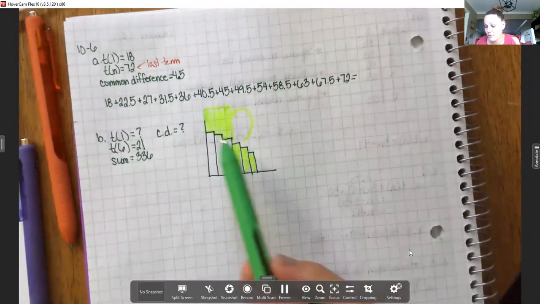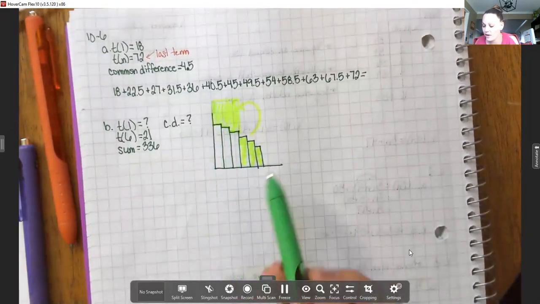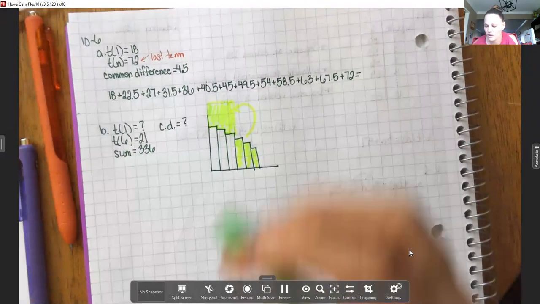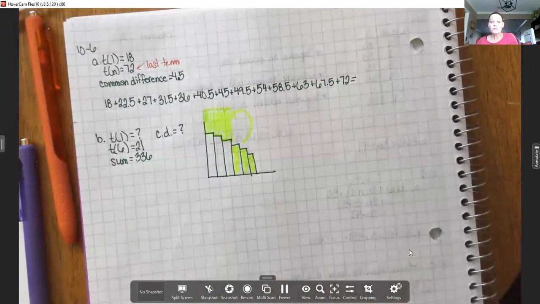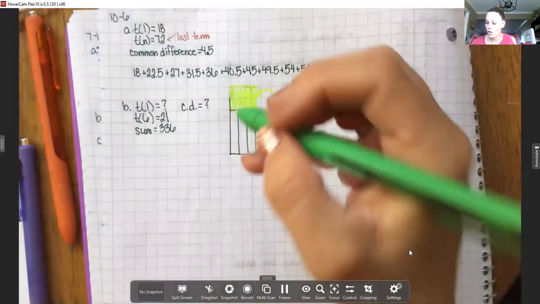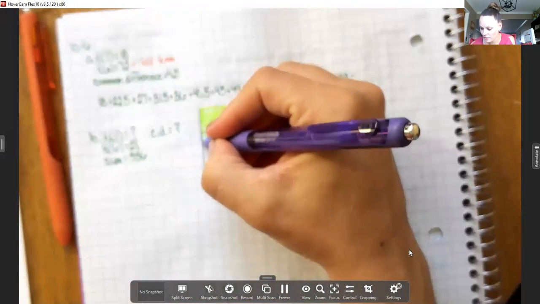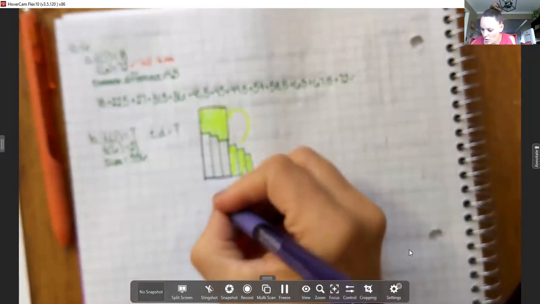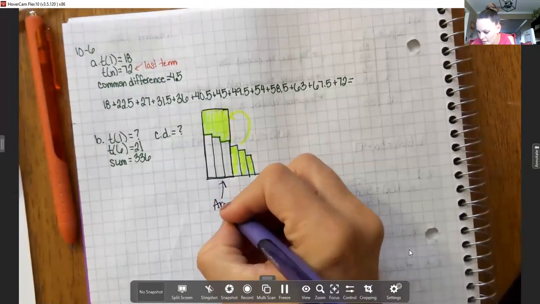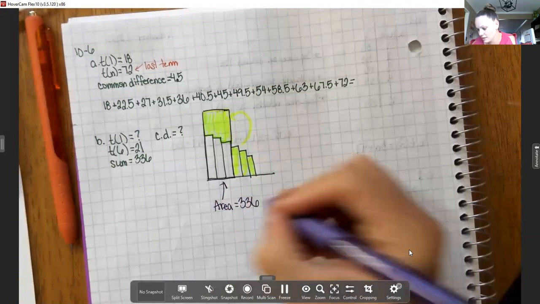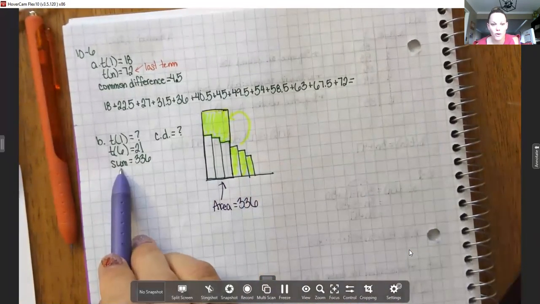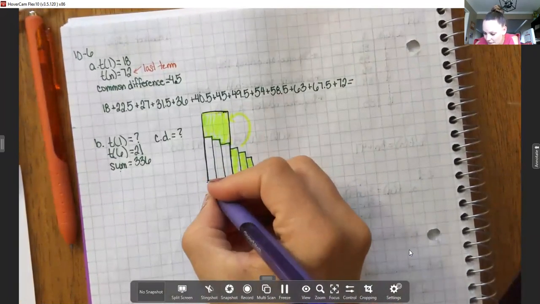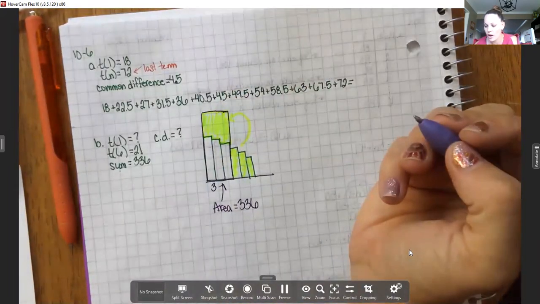Does that make sense how they would fit there? Not the size of the rectangle, but that they should fit there because it's arithmetic. So these stairs are all the same height. The change between each step is the same height. So this whole rectangle that we're looking at here, we would know that the area is 336 because that's the sum of the series. And we know to find the area of a rectangle, it's base times height. The base we can see is 3, and the height we don't know.